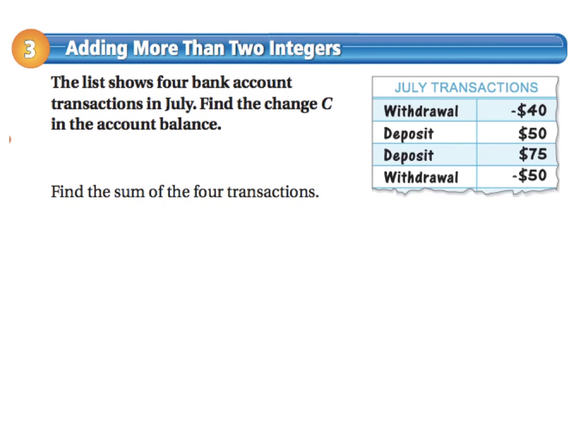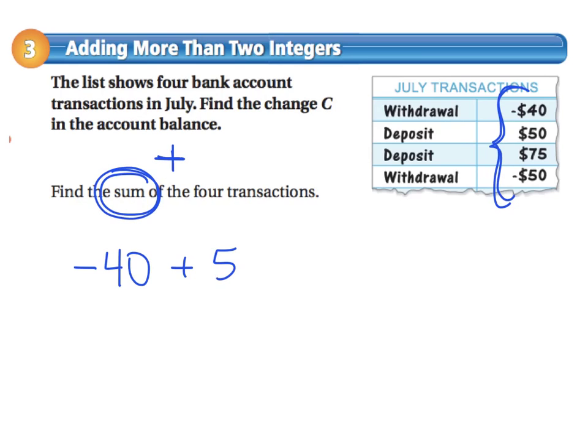Next, we have a problem with a bank account. This shows 4 bank account transactions from July. We have to find their change in the balance. So it's asking us to find the sum of the transactions over on here. Remember, sum is adding. So we're going to take all of our 4 transactions and add them together. -40 plus 50 plus 75 plus -50.